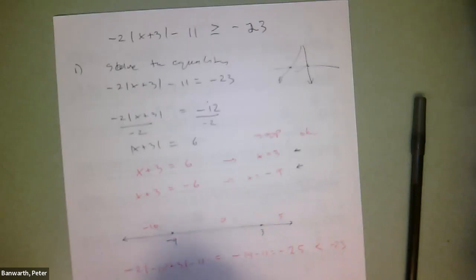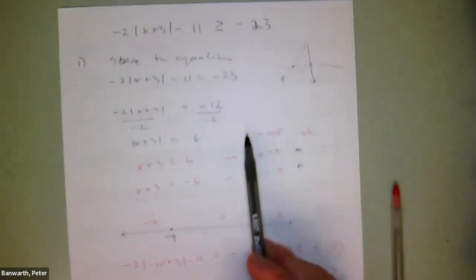If I put 0 in, that's negative 6 minus 11, which is negative 17. That's greater than negative 23. And if I put 5 in, that's negative 16, minus 11, which is negative 27, which is less than negative 23.